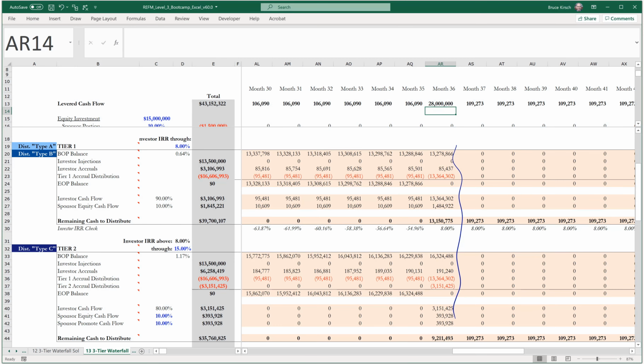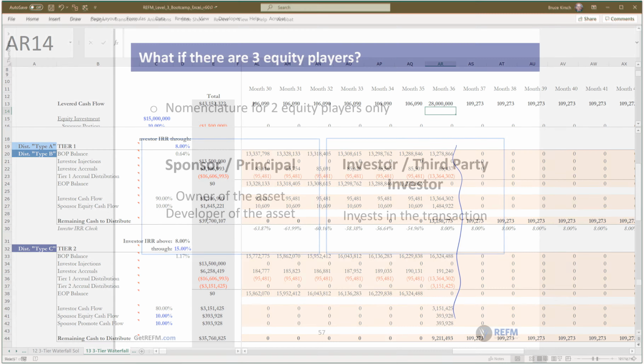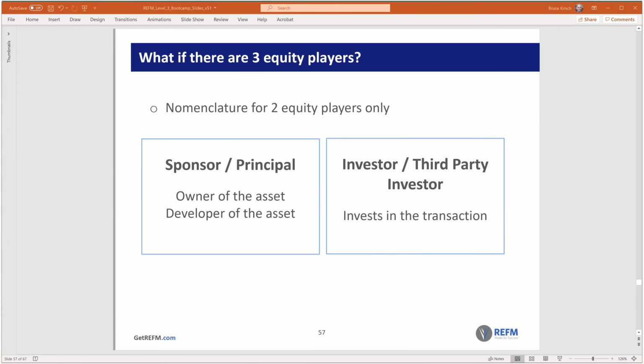Now let's flip back to the slides and talk about a double promote scenario. Everything that we've talked about to this point considers situations where there are 2 equity players. There are some situations where you have 3 equity entities, and what we need to do when we have those situations is to make sure that we have the right naming conventions in place so that we don't get confused as to which entity is which.